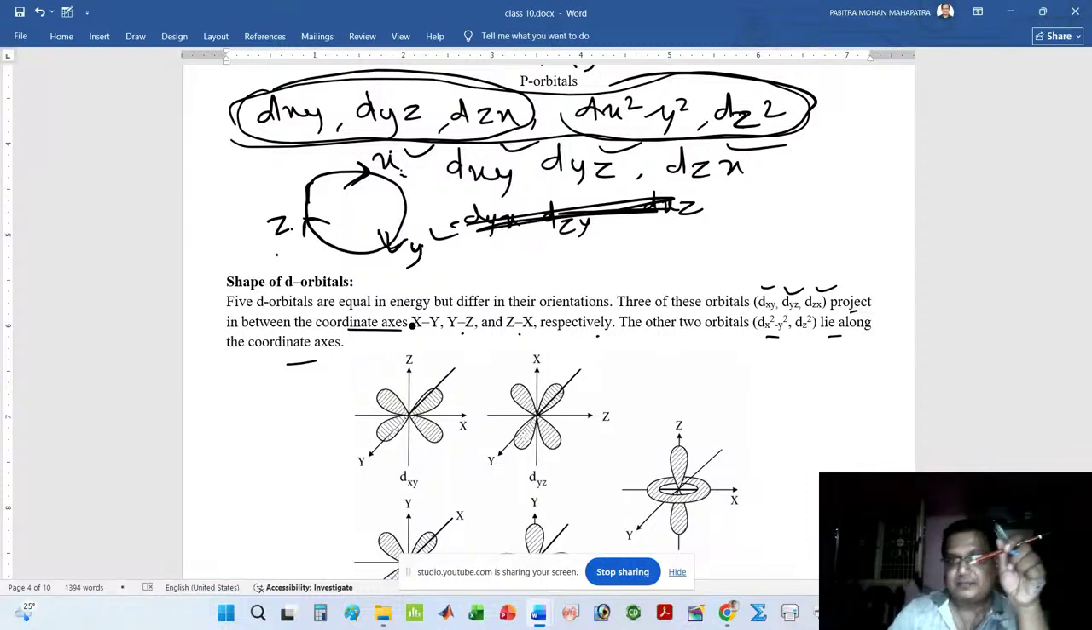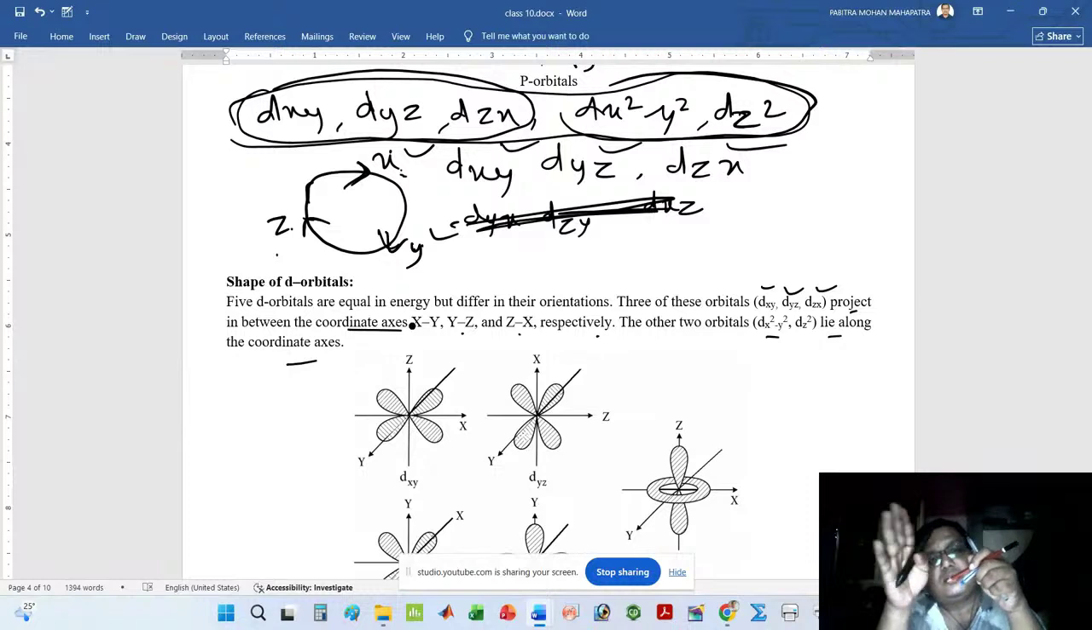Suppose we think about the dxy. This is your x-axis, this is your y-axis, this is your z-axis. So what will be the structure of dxy? One lobe is present here. This lobe is present in between the axes. One is your x-axis, this is your y-axis. Clear? Here a lobe is present in this position. Don't think that the lobes are present along the coordinate axes. They are present in between the axes.